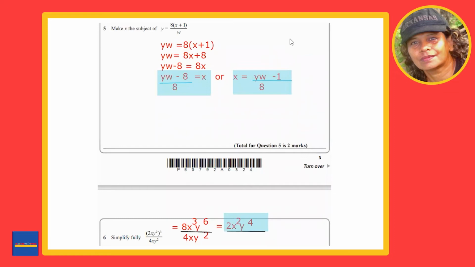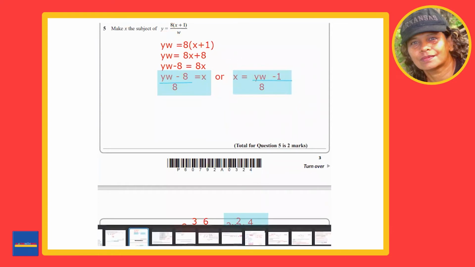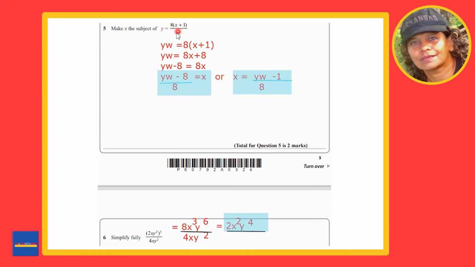So the first thing when we have a situation like this is, we don't want anything in the denominator, so we're going to multiply both sides by y. So when we multiply w by y, we end up with yw equals 8 into x plus 1. We're going to expand this bracket, so we get yw equals 8x plus 8.